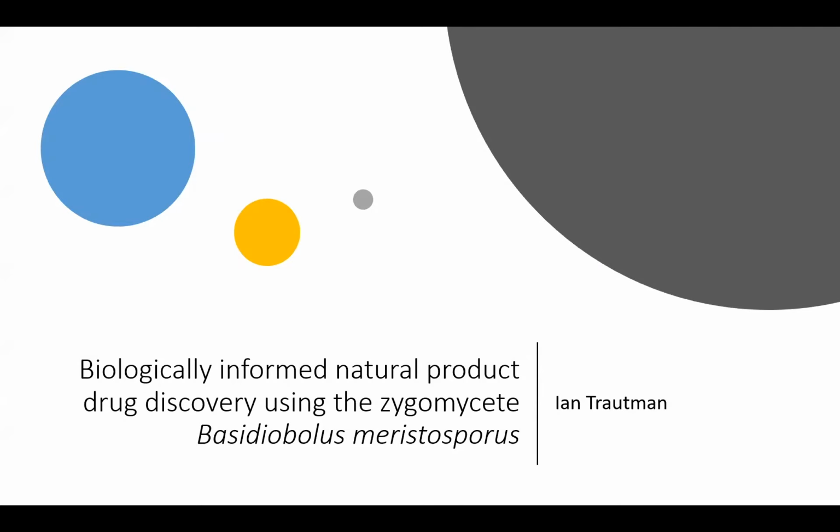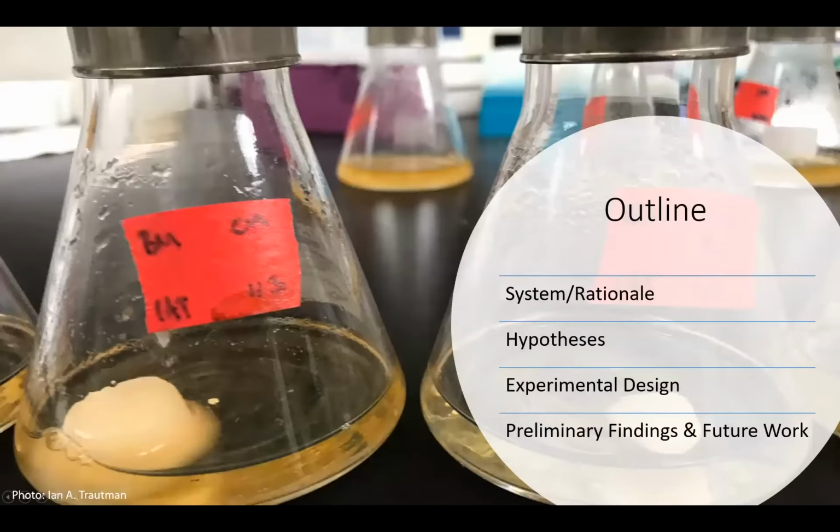Today I'm going to be going over my master's proposal, which takes a biologically informed approach to natural product drug discovery using a zygomycete fungus, Basidiobolus meristosporus. I'm going to start first with some background information about the biological system I'm using and the rationale for choosing this system. And then I'll go into my hypotheses that I've generated, the research design for testing those hypotheses, and then a little bit of a discussion about my preliminary findings and an outline for the rest of my master's project.